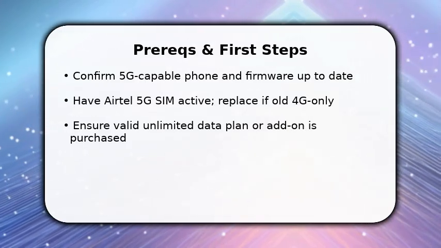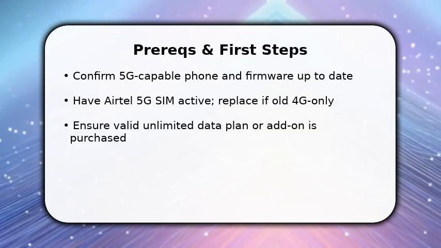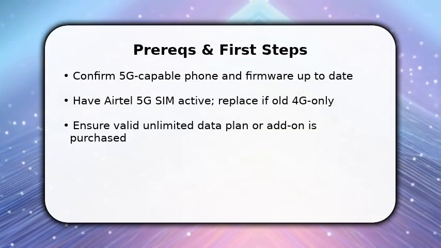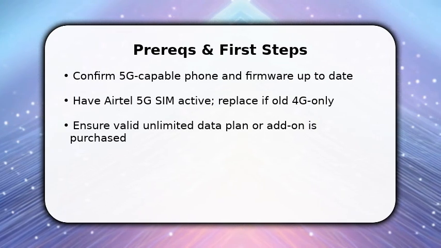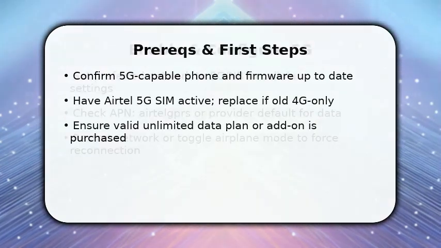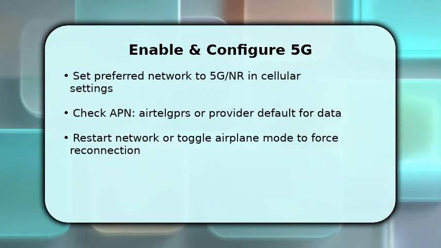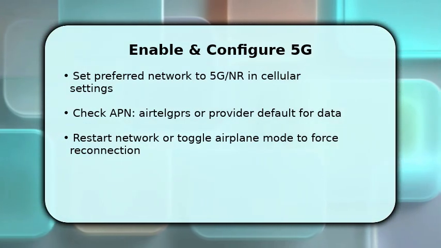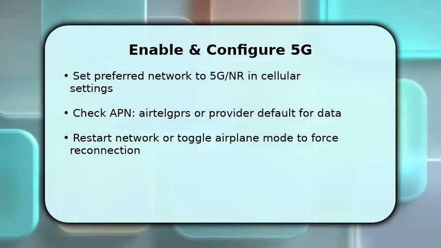Once done, power cycle the phone after SIM swap so the network registers your plan and SIM profile correctly. Open mobile network settings and set preferred network to 5G or NR. This tells the radio to prioritize 5G cells.